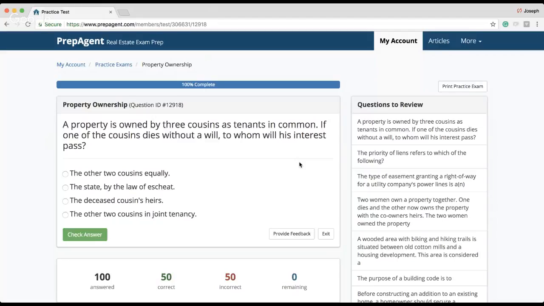A property is owned by three cousins as tenants in common. If one of the cousins dies without a will, to whom will his interest pass? A, the other two cousins equally. B, the state by the law of escheat. C, the deceased cousin's heirs. Or D, the other cousins in joint tenancy.